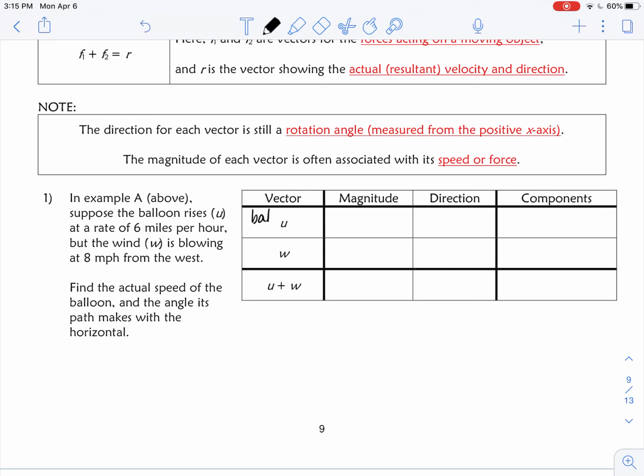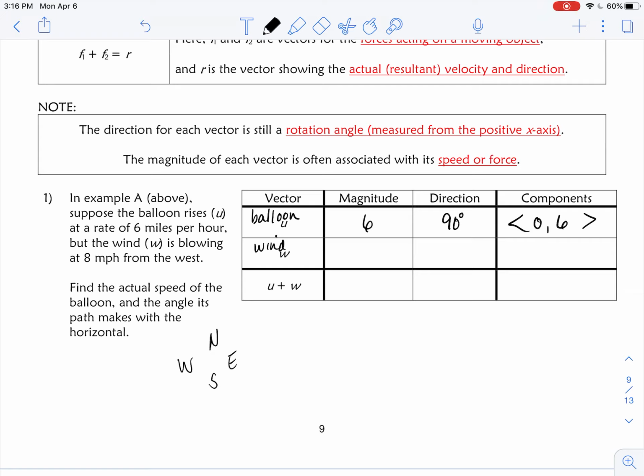So in example 1, we have the balloon rising, and they call it U. I'm going to go ahead and just write out, this is our balloon, and it's rising at 6 miles per hour. That is my magnitude. It's rising straight up, so that direction is 90 degrees. The components of a vector that is just going straight up are 0 horizontal and a positive 6 vertical. Now the wind, that's vector W. This is blowing from the west.